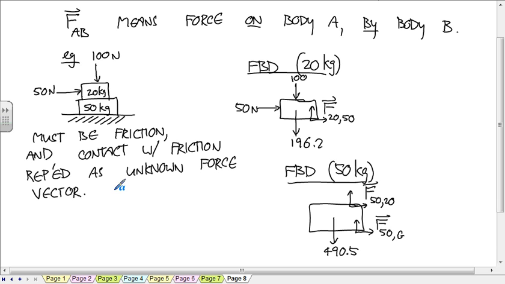Any other questions about that one? Okay, so that's how to use that subscript notation. And now the next thing I want to talk about is the main reason that subscript notation is useful, Newton's third law.